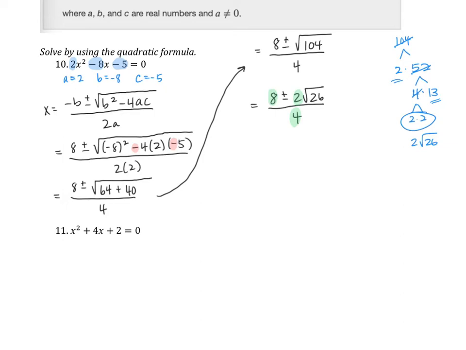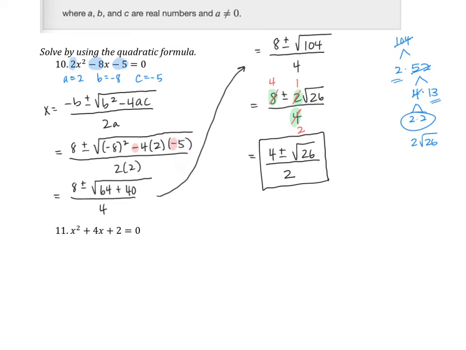So 8 divided by 2 is 4. 2 divided by 2 is 1, and 4 divided by 2 is 2. So I'm simplifying. I will have (4 plus or minus square root 26) over 2. The 1 does not have to be written; if there's nothing there, it's understood to be a 1. This is the answer.